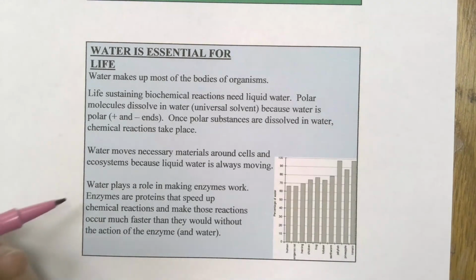And then the last thing here, and we haven't talked about enzymes yet, but water's going to play a role in making enzymes function. So what we're going to learn when we get to enzymes is that enzymes basically make life as we know it exist, okay? That they are proteins, they speed up chemical reactions, and they make those reactions occur at a much faster rate than they would if we did not have enzymes. And enzymes only function, again, with proper amounts of water to help them work.